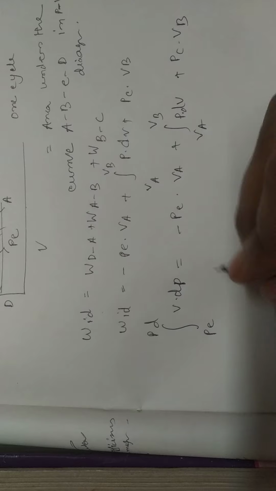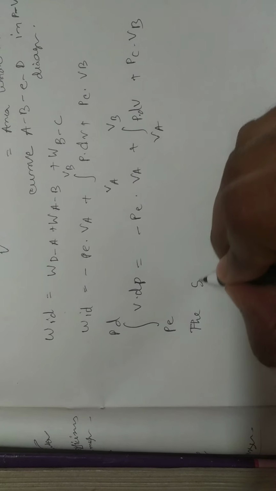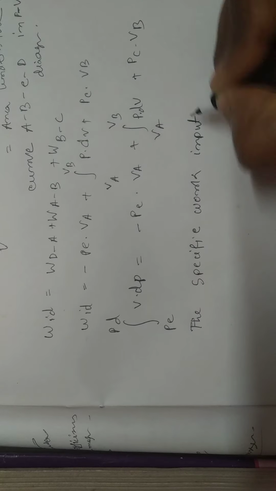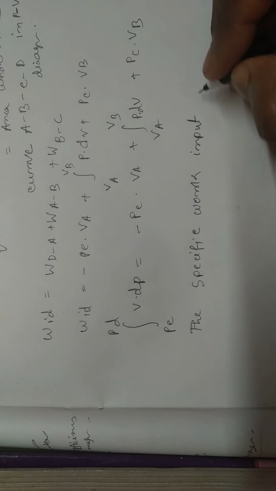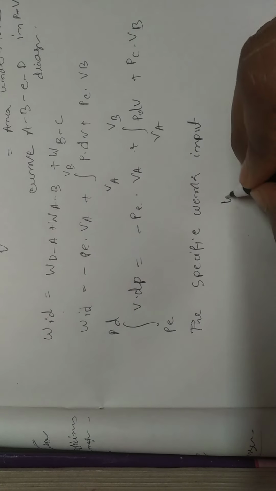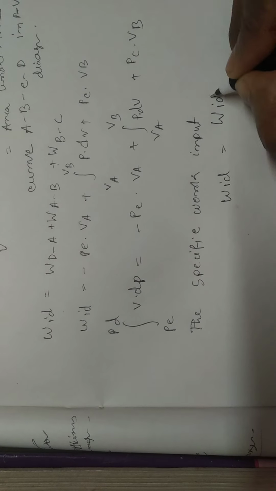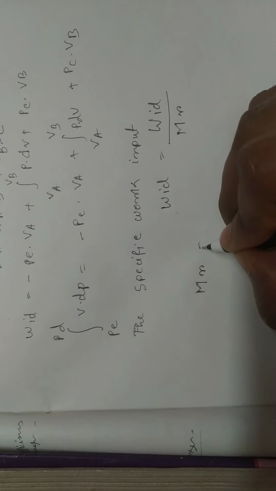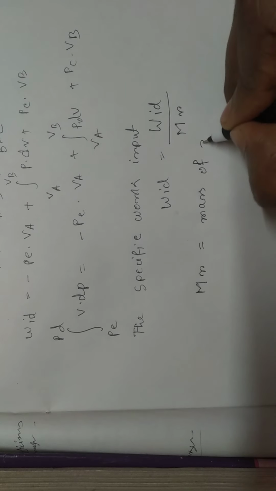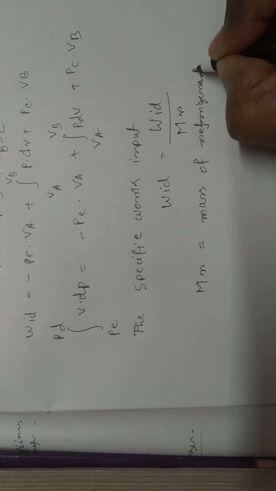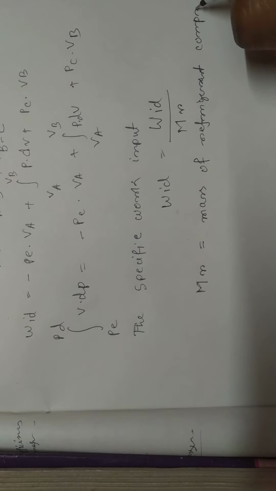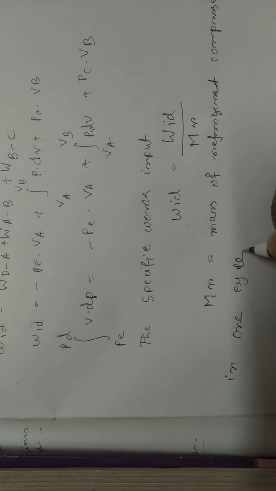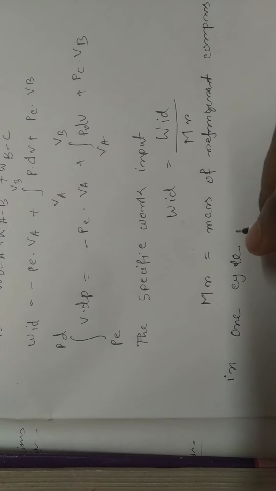Now, the specific work input is equal to W_ID, capital W_ID divided by m_R, where m_R is the mass of refrigerant compressed in one cycle. Okay, the mass of refrigerant compressed in one cycle.